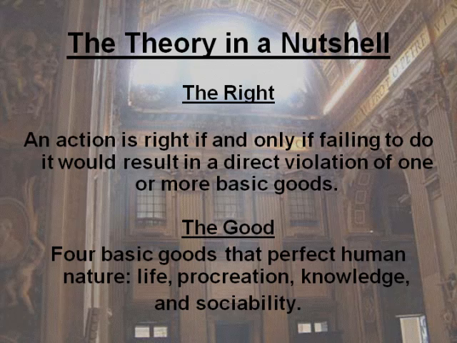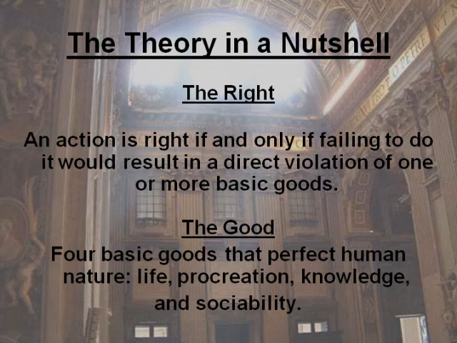Now remember that our theory thus far has given us a theory of the right, which states that an action is right if and only if failing to do it would result in a direct violation of one or more basic goods. We got to this particular form of our theory of the right after we went through and understood our principle of double effect, which again is a decision-making procedure that we utilize in this theory whenever we come across actions which may have at least one good and one bad effect.